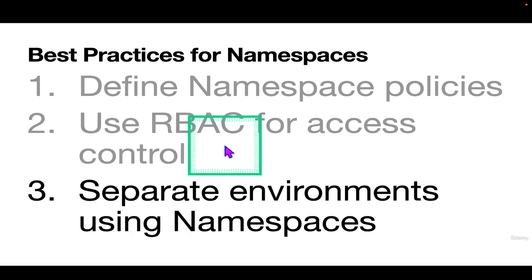Separate environments using namespaces. For example, if you have different environments like development, staging and production, to maintain clear boundaries and simplify management, you can have different namespaces for different environments. If you have a single cluster, that's how you can segregate, and you can assign more CPU, storage, or memory to production, a bit less to staging, and even less to development.